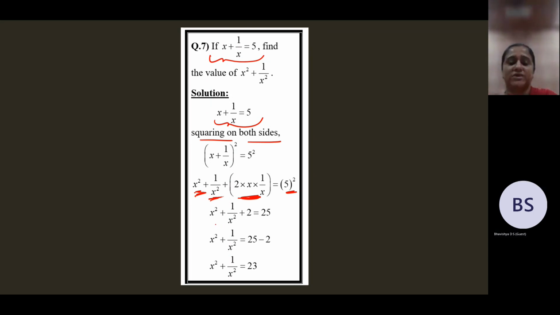So x squared plus 1 by x squared. x and x will get cancelled because it's in multiplication. So you can cancel this x and x. So x squared plus 1 by x squared plus 2 is equal to 25. So x squared plus 1 by x squared is 25 minus 2, which is 23.